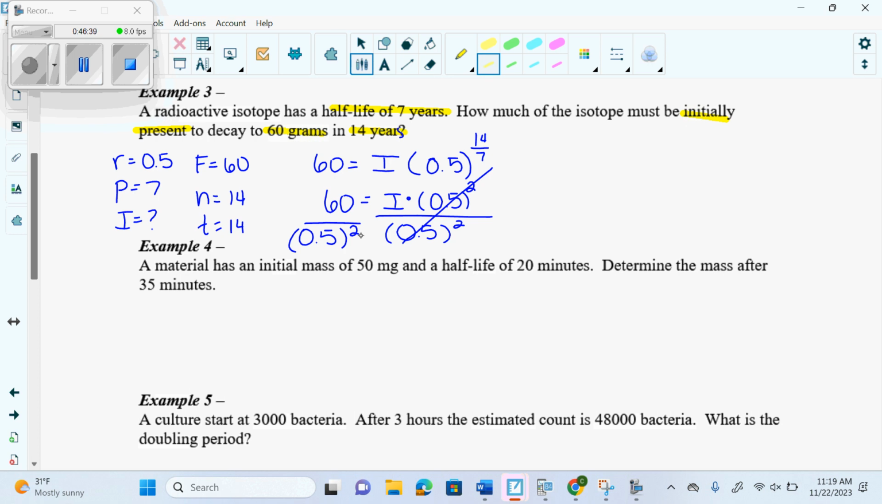240 milligrams. No, grams. So you need to state that 240 grams of isotope is initially present to decay to 60 grams in 14 years. Then we have a material. Did everything perfect? Don't need to check.